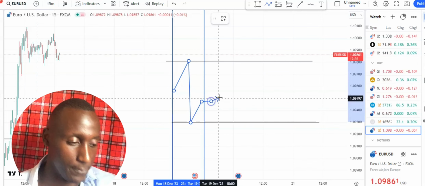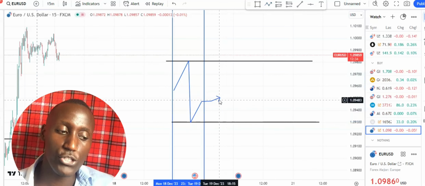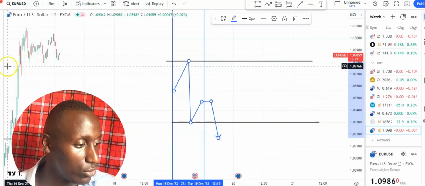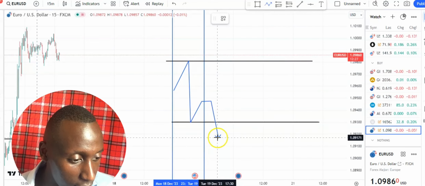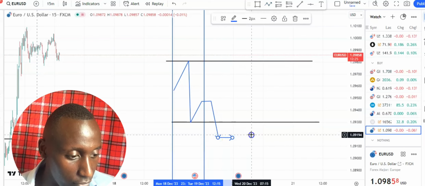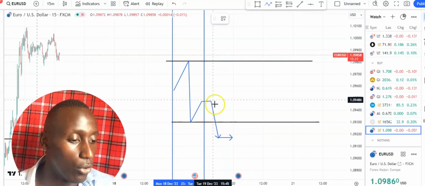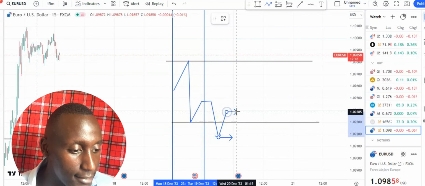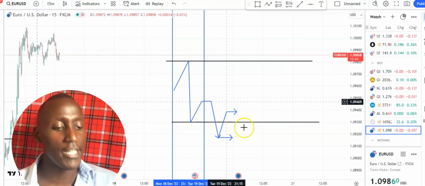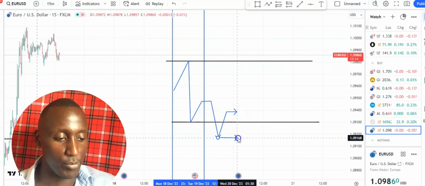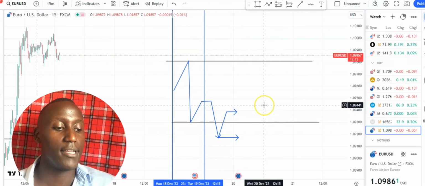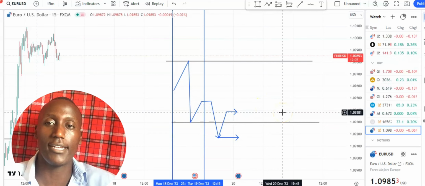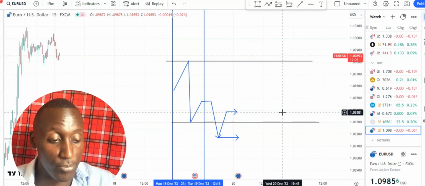Now this is Tuesday. What I want to see on Tuesday is either price breaking out and closing outside of the range, or price breaking out and closing back inside of the range. These are two very important things, because Tuesday is the signal day. So from Tuesday we can start understanding where the week might be headed.